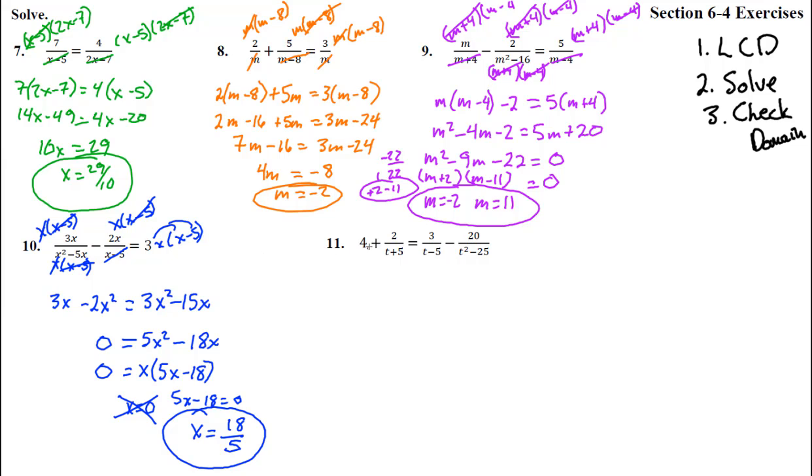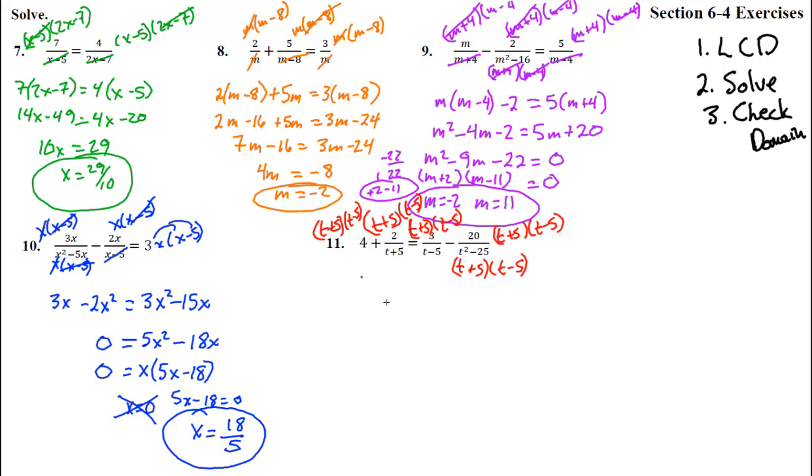All right, number 11. Oh, look at this. 1, 2, 3, 4 different fractions. Let's see if we can factor everything out to identify the least common denominator. So we have t plus 5, t minus 5. Good. It looks like t plus 5, t minus 5 will include all the denominators. So let's go ahead and multiply both sides by t plus 5, t minus 5, t plus 5, t minus 5, t plus 5, t minus 5, and this last one, t plus 5, t minus 5.